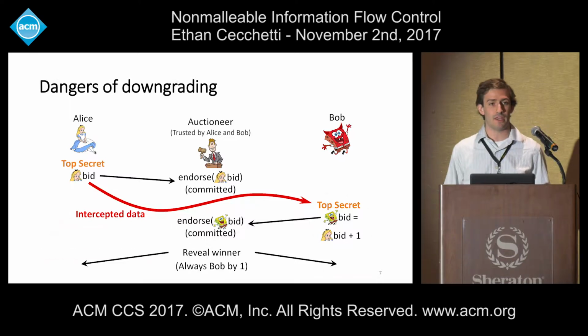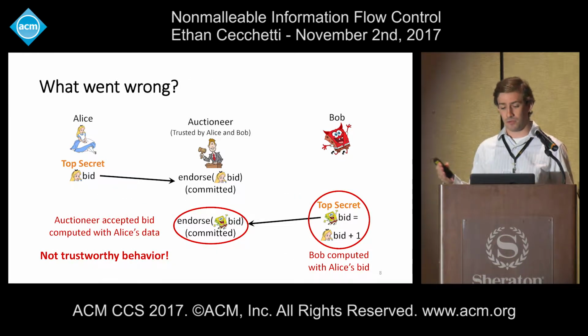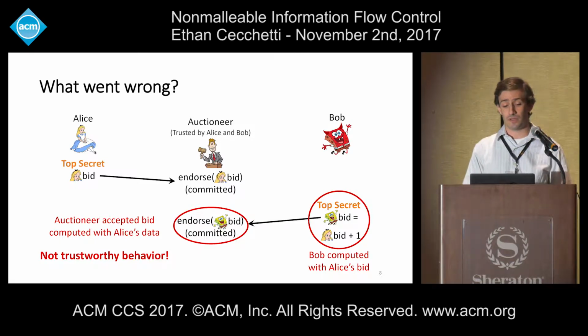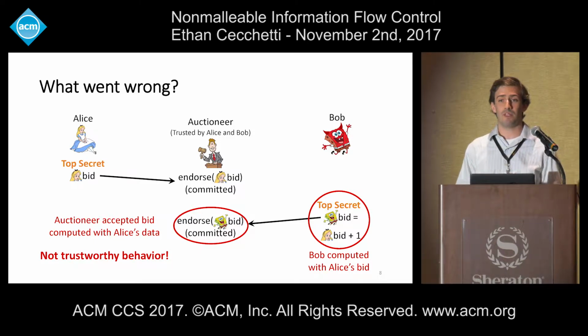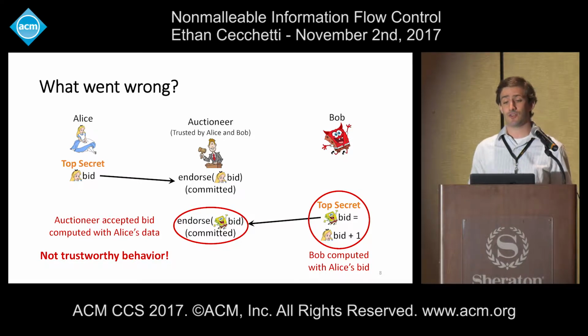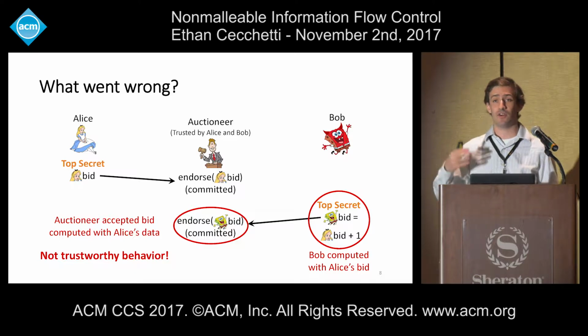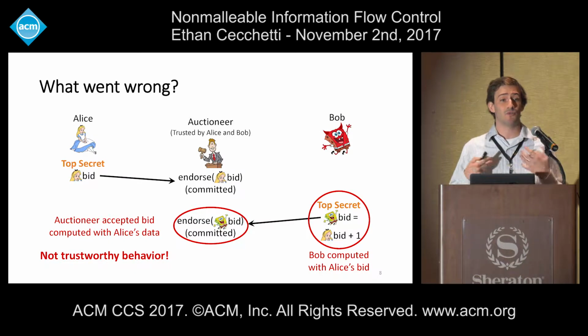So what went wrong here? At first, it may look like the problem was that Bob was able to compute something using Alice's bid. This isn't inherently problematic as long as the output of that computation is at least as secret as the input. The auctioneer, however, was willing to accept this bid that Bob had computed with Alice's data. And from Alice's perspective, this is really not trustworthy behavior. Alice was trusting the auctioneer to act on her behalf, and the auctioneer accepted this cheating bid that Alice would not consider trustworthy. And so we need a way to check whether or not the auctioneer is behaving in a trustworthy fashion.